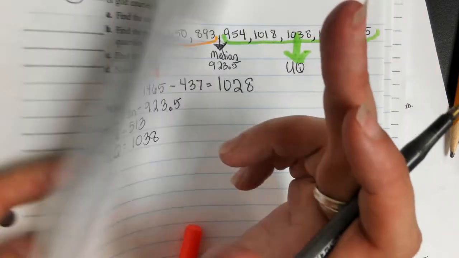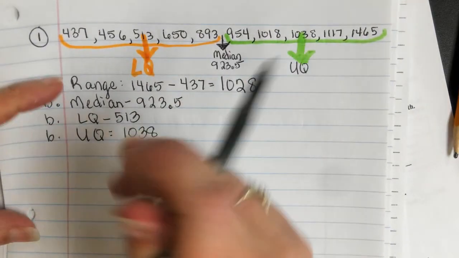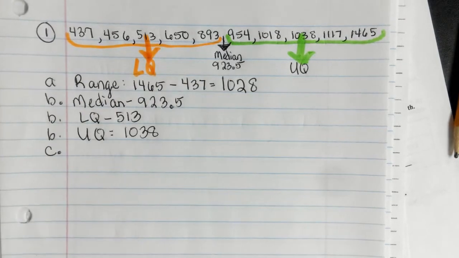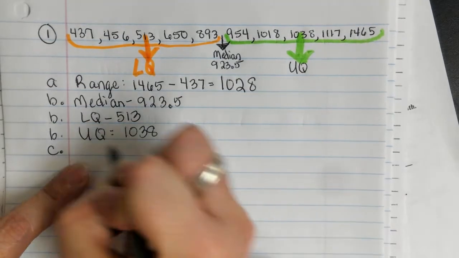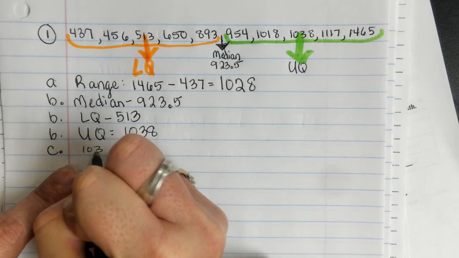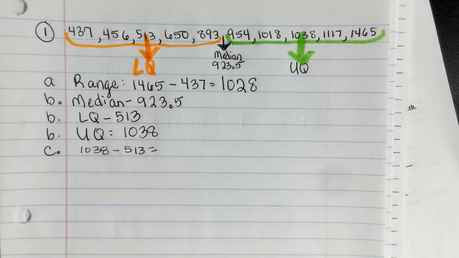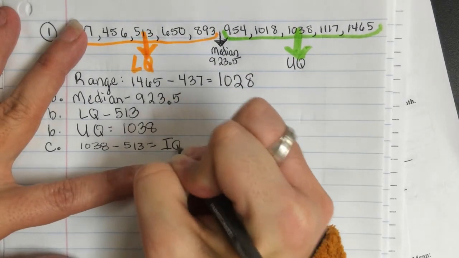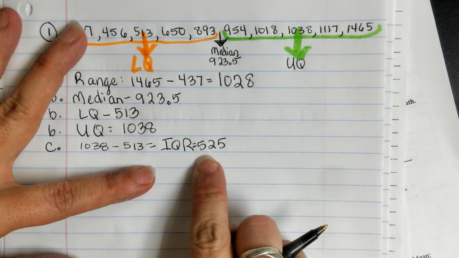Now, the last question, if there was another one, I can't remember. Yeah, C. Find the interquartile range. The interquartile range is going to be the UQ minus the LQ. So, if I do 1,038 minus 513, please stop talking, guys, for just a second. I get 525 as my interquartile range, IQR.